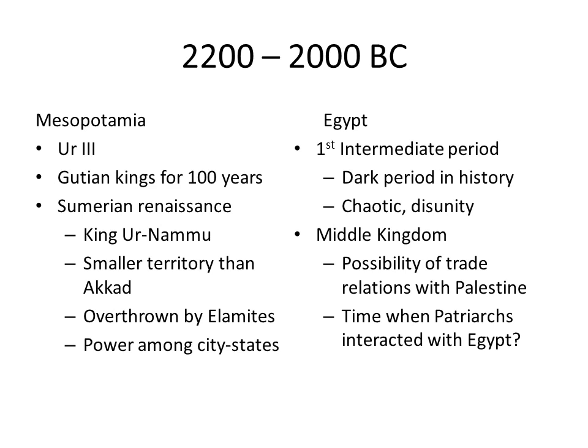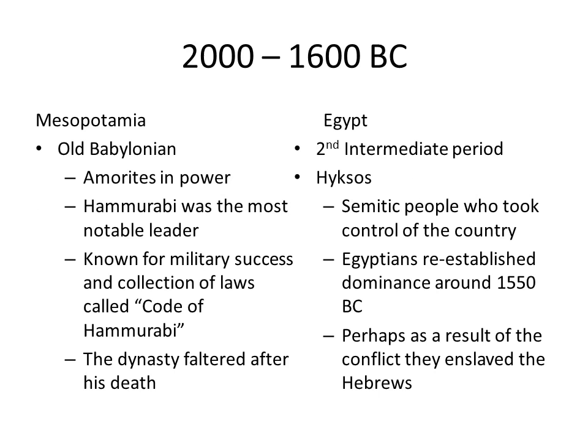We know of a story where Abraham goes down to Egypt, or when Jacob and Joseph ultimately interact with Egypt. This is kind of around the time that probably happened. All right, 2000 to 1600 BC.